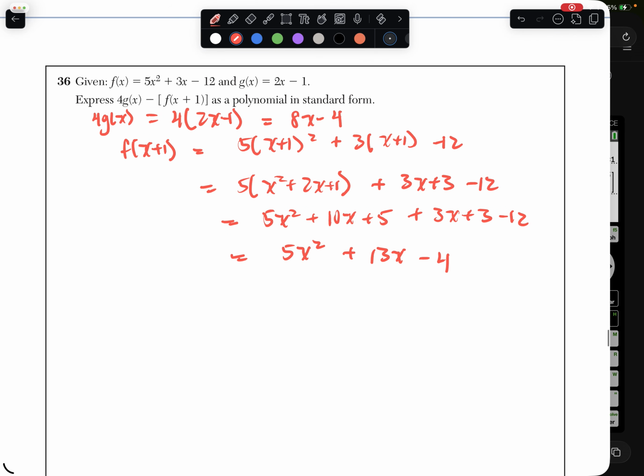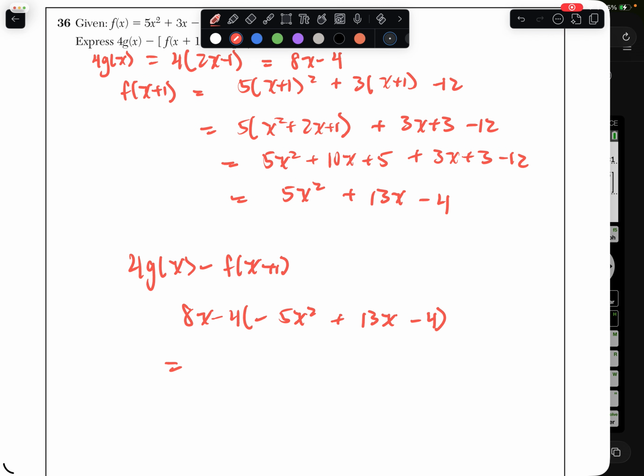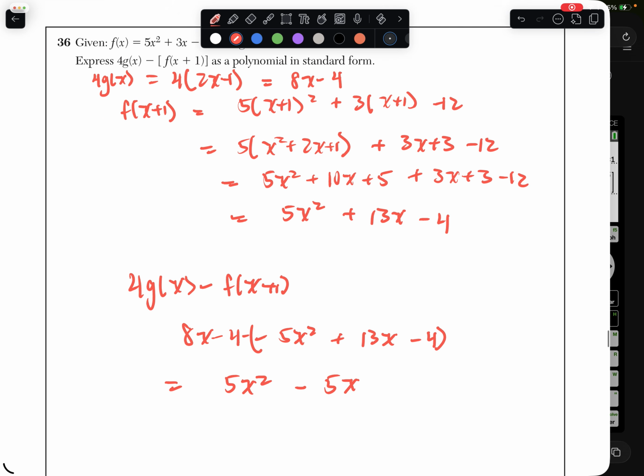Okay, so now for g of x minus f of x plus 1, that's 8x minus 4 minus 5x squared plus 13x minus 4. Sorry, minus. That would be negative 5x squared minus 5x. That's it, because the 4's cancel out. Okay, that's your final answer.